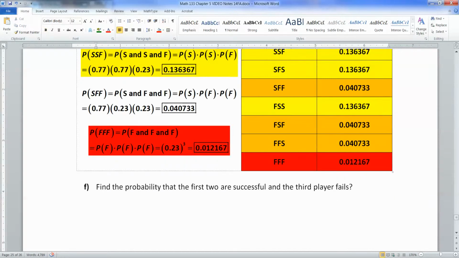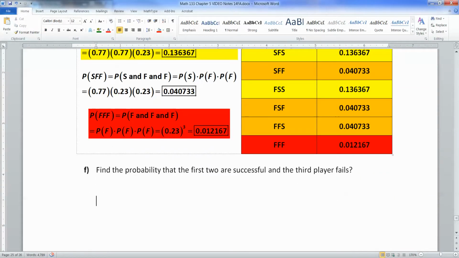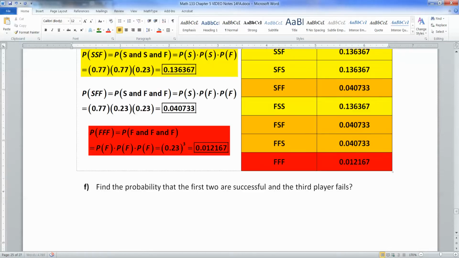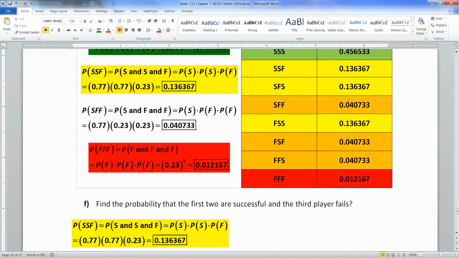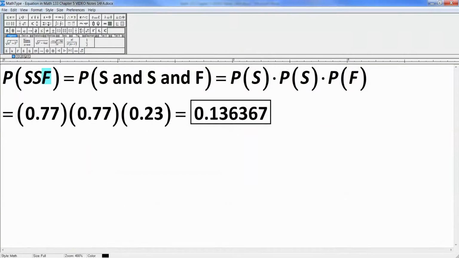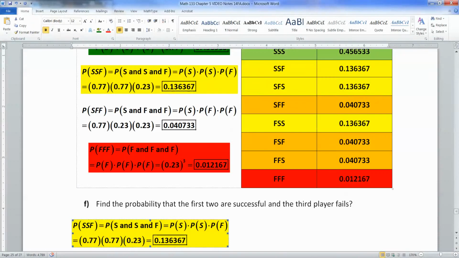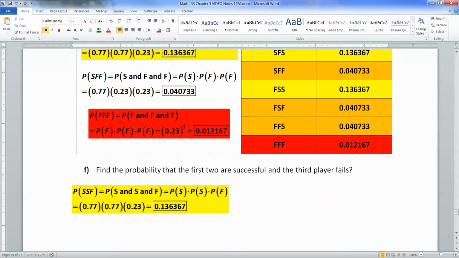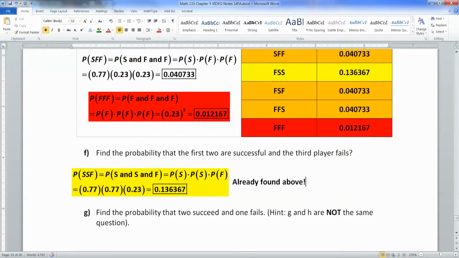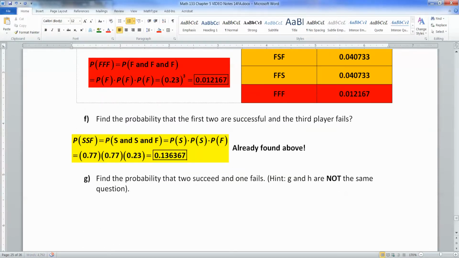All right, so now we're going to find the probability that the first two are successful and the third player fails. So we want the first two to succeed and the third player to fail. Well, we actually already found that. That's right here. So first two succeed, third player fails. That's success, success, and then failure. So that's 0.77 times 0.77 times 0.23, which is 0.136367. So we already did this one. Already found above.